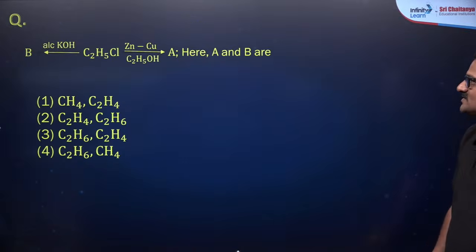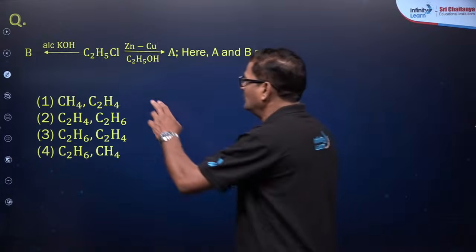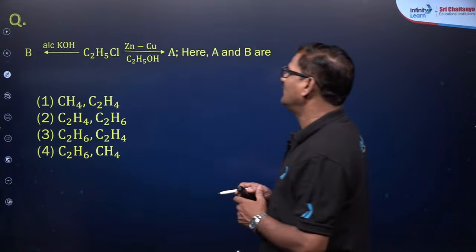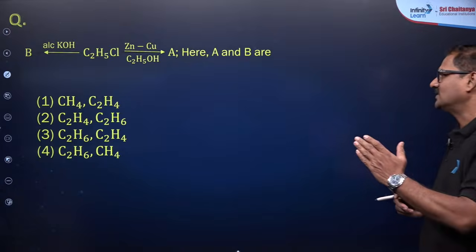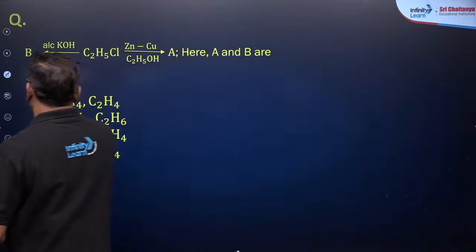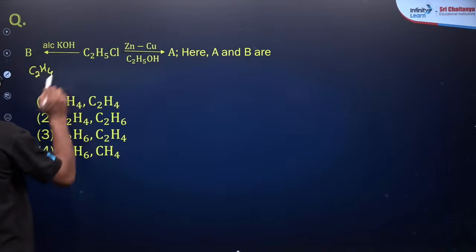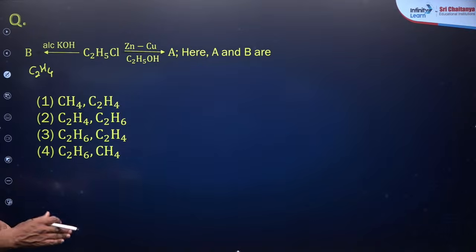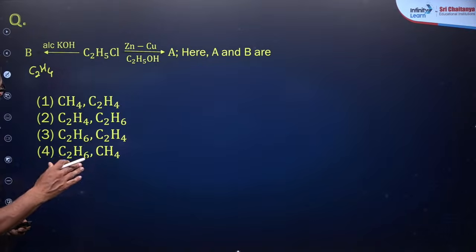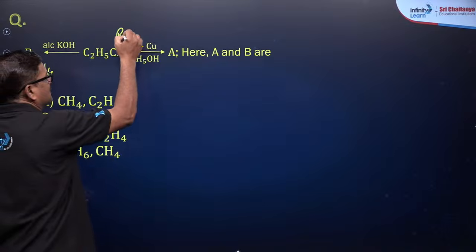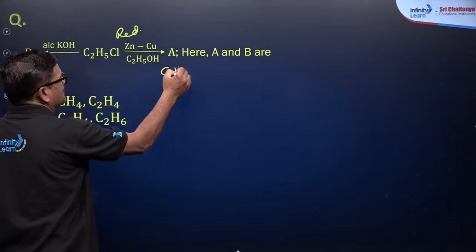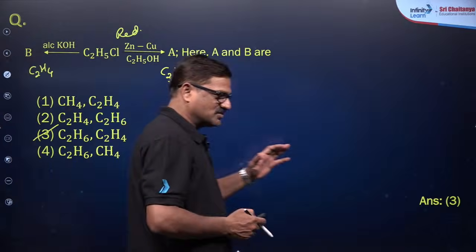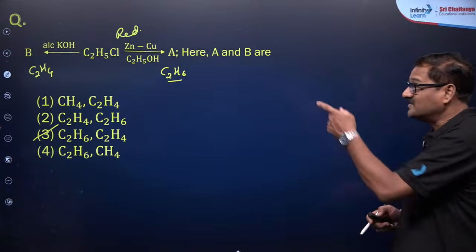Next. Now let us see. This is a reaction. C2H5Cl, if it is treated with alcoholic KOH, you will be having C2H4, dehydrohalogenation. When C2H5Cl is treated with zinc-copper couple in ethyl alcohol, reduction takes place. It is going to be reduction. So C2H6 is going to be formed. The answer for this question is going to be C2H6 and C2H4. Hope you understand this. This is A and that is B.